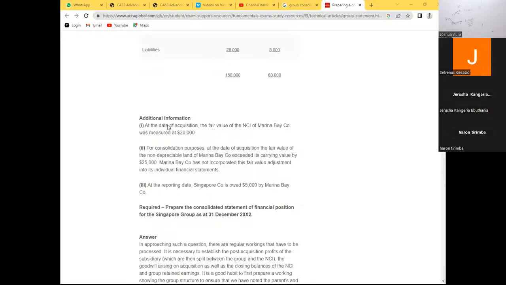For consolidation purposes, at the date of acquisition, the fair value of the non-depreciable land of Marina Bay Company exceeded its carrying value by $25,000. Marina Bay Company has not incorporated this fair value adjustment into its individual financial statements. At the reporting date, Singapore company owed $5,000 by Marina Bay Company. So they want me to do something very simple, prepare the consolidated statement of financial position for Singapore Group as at 31st December 2022, end of the year.